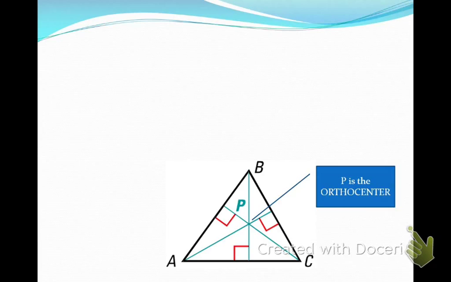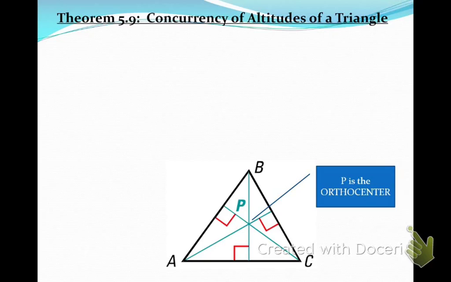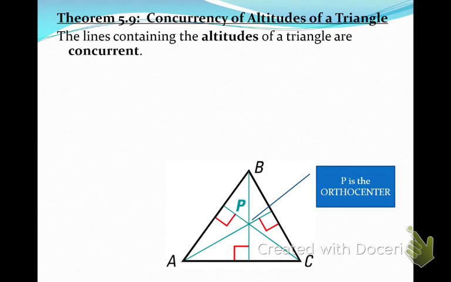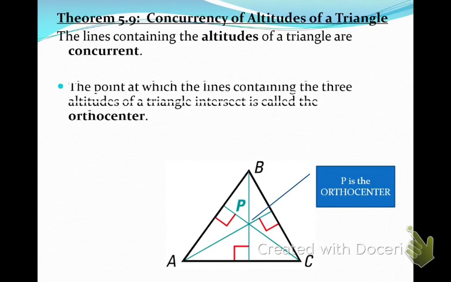P is the orthocenter. Lines containing the altitudes of a triangle are concurrent. So they also meet in the same place. The point at which the lines containing the three altitudes of the triangle intersect is called the orthocenter. P is the orthocenter. It's where the altitudes meet.